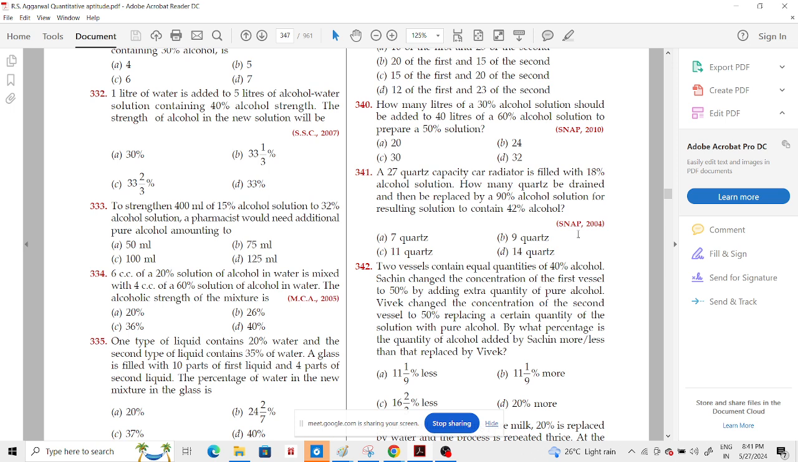Okay, so a 27 quarts capacity car radiator is filled with 18% alcohol solution. How many quarts be drained and then replaced by 90% alcohol solution for the resulting solution to contain 42% alcohol? Can you try this quickly for 2 minutes?